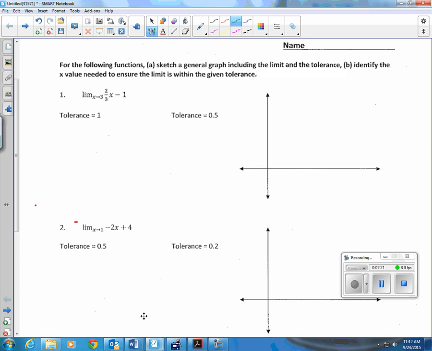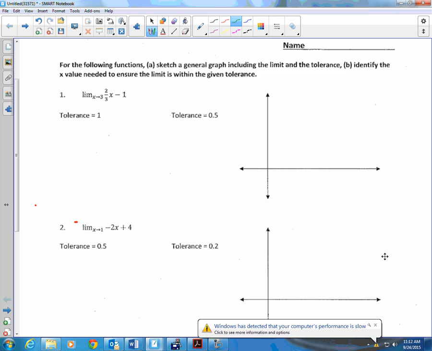Okay, please look at this example. We're going to practice your worksheet problems. Tolerance is going to be, so like last time we gave you 0.2, this is going to be 1. First of all, I'm going to look at my function. It says for the following function, sketch a general graph including the limit and tolerance, and then B, identify the x value needed. So we're going to do that.